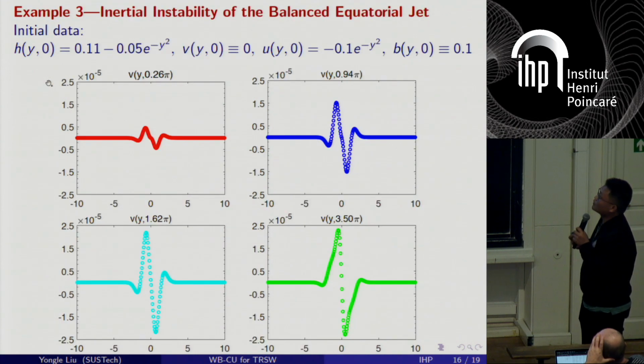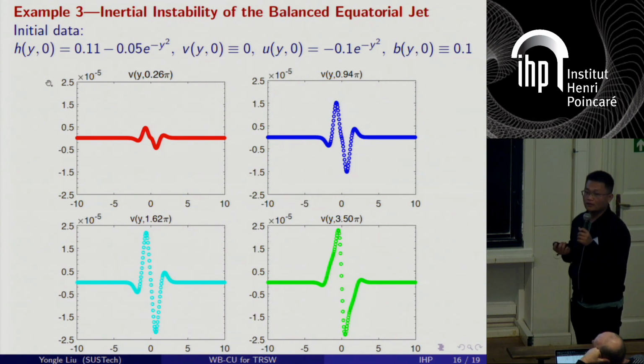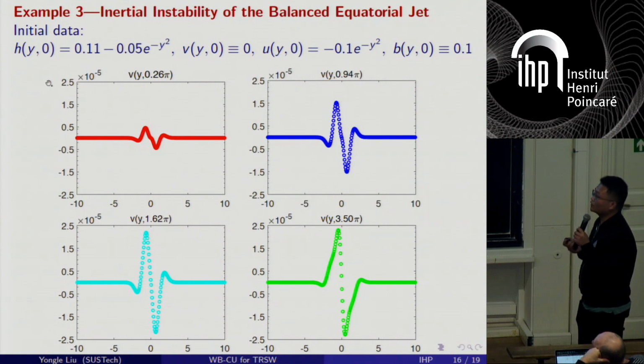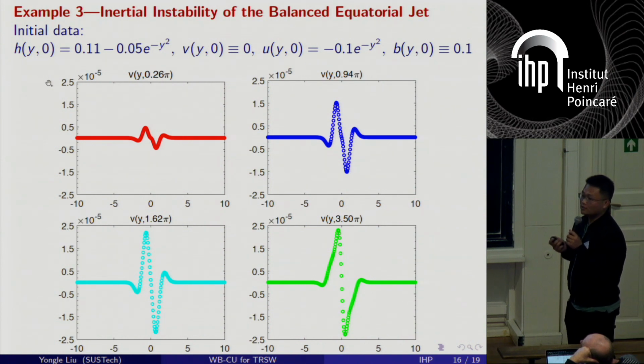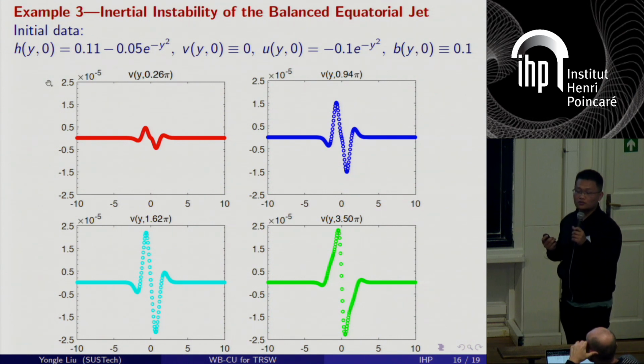And the last example is where we study the inertial instability. We consider the equatorial beta plane, and if the vortex is strong enough, then there should exist the inertial instability. Here we consider the initial data like this, and we can check that it satisfies the steady state solutions perfectly. So it means that the vortex should remain stationary because no perturbation is added.